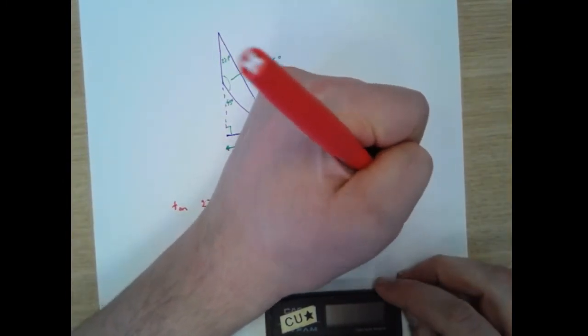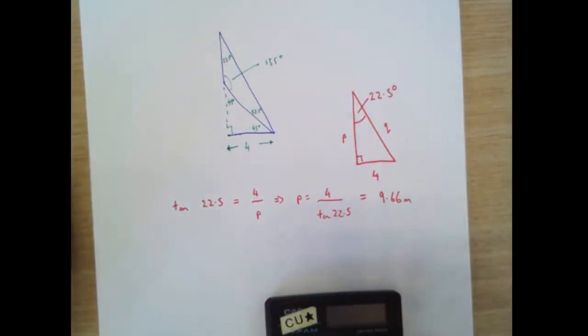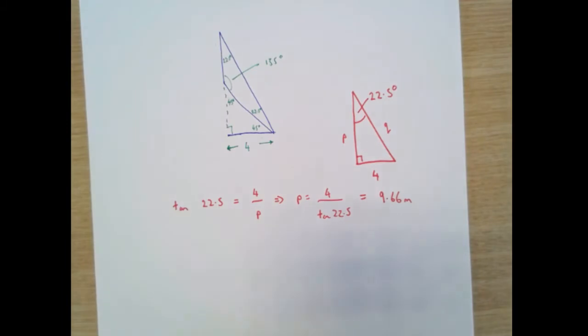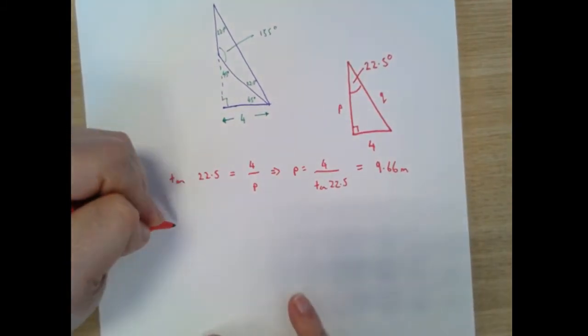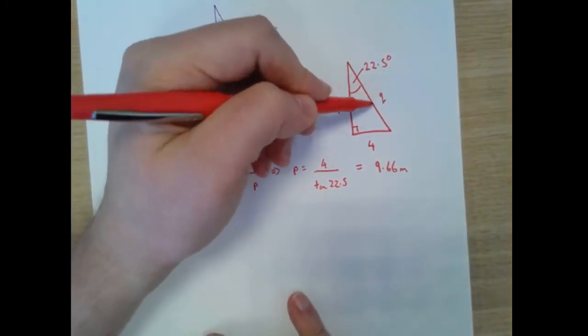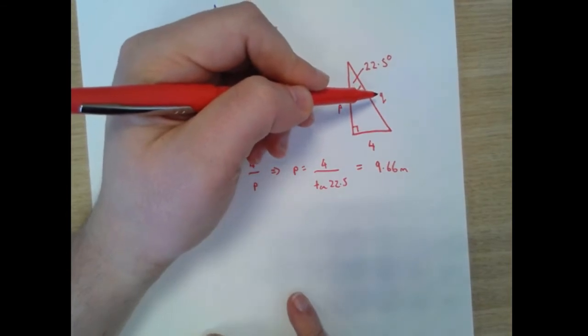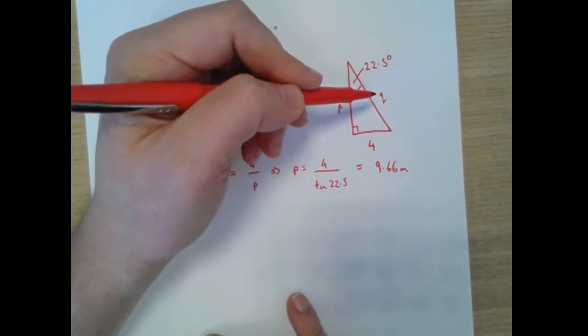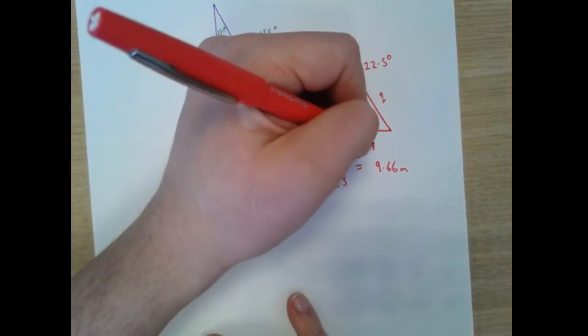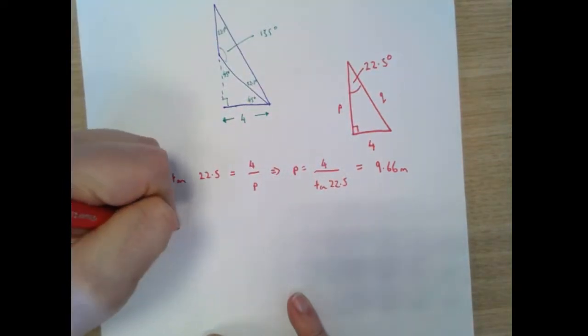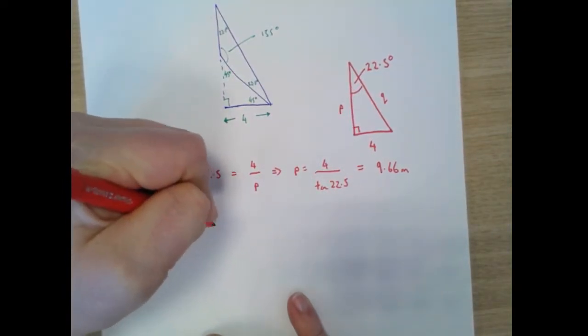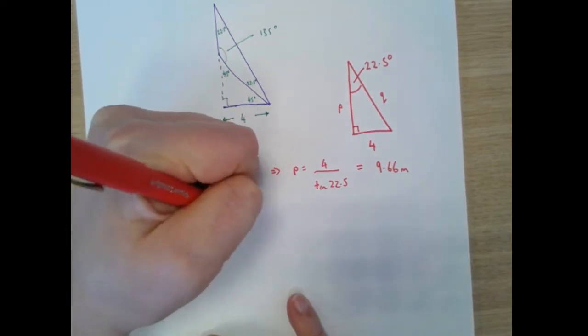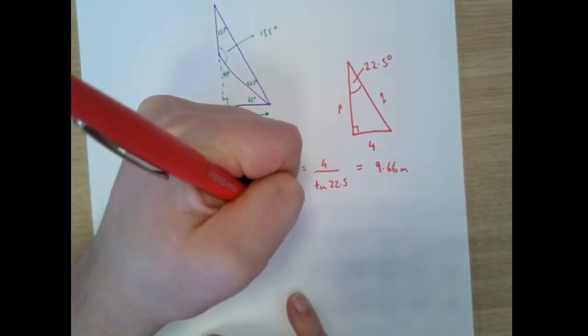9.6568, I'm going to call that 9.66 meters. So that's good. And then the second thing that I can use, Q is the hypotenuse in this triangle. It's opposite the right angle. And so I can say I've got opposite and hypotenuse. So sine 22.5 is the opposite over the hypotenuse.